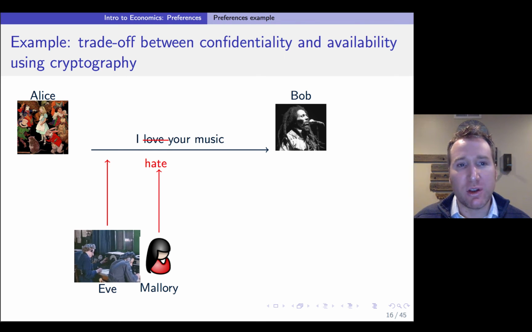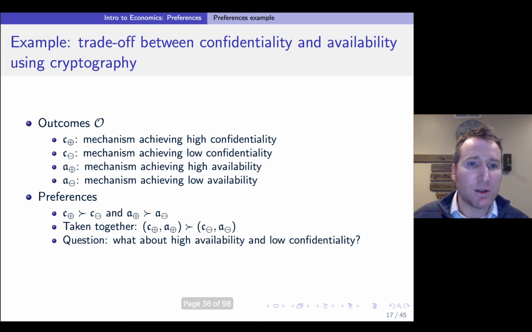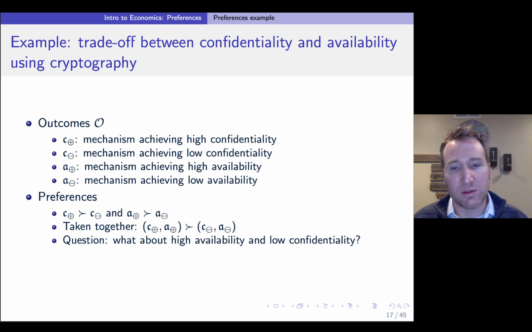So let's look at the trade-off between confidentiality and availability using cryptography. So let's say Alice prefers to have confidentiality in her communications with Bob, but she also wants to be sure that she can actually communicate to him. And so there's a natural trade-off there, because if your cryptography mechanisms don't work or the other side can't use it, that makes them unavailable. So we can simplify this to a world in which we have four outcomes, C+, C-, A+, and A-. C+ means you have a mechanism that achieves high confidentiality, C- is low confidentiality, and similarly for availability.